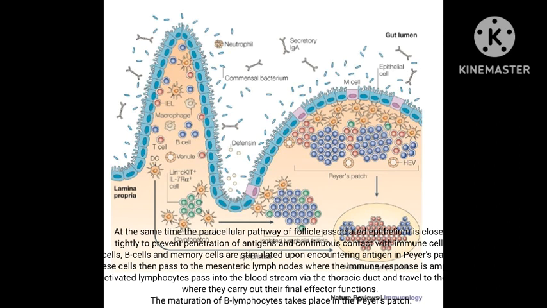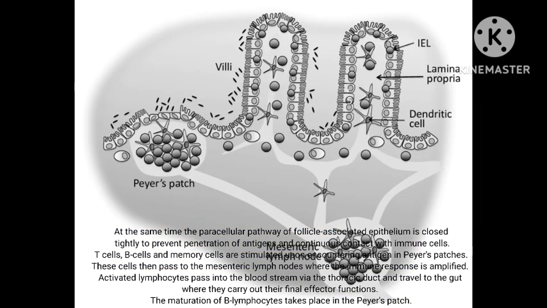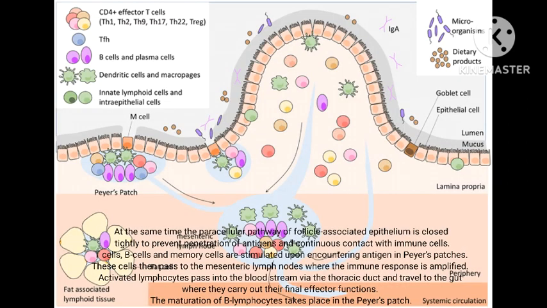contact with immune cells. T cells, B cells and memory cells are stimulated upon encountering antigen in Peyer's patches. These cells then pass to the mesenteric lymph nodes where the immune response is amplified. Activated lymphocytes pass into the bloodstream via the thoracic duct and travel to the gut where they carry out their final effector functions. The maturation of B lymphocytes takes place in the Peyer's patch.